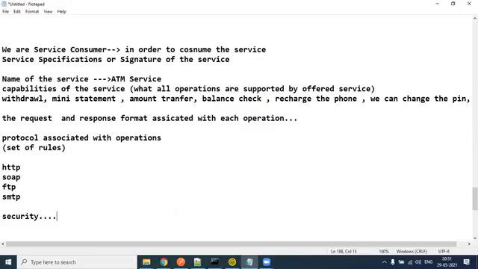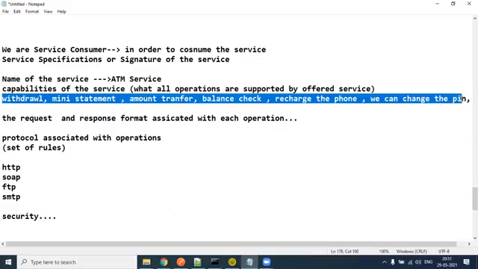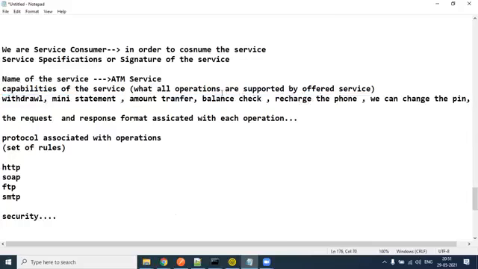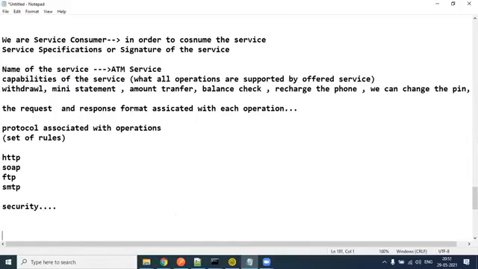No. What is the security which helps you? You have your PIN, right? Yes or no? For any of these operations, can you perform any of these operations without knowing the PIN? No. Okay. So you have some security, right? So you need to know about the security. Next, very, very important thing is you need to know the location of the service.